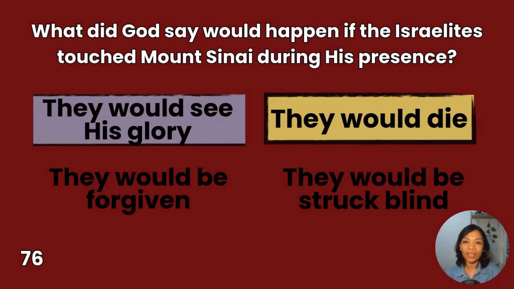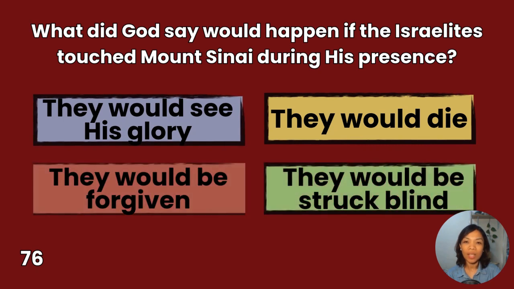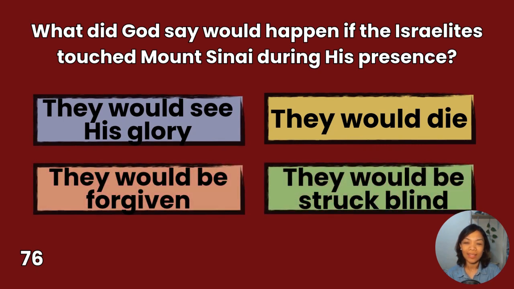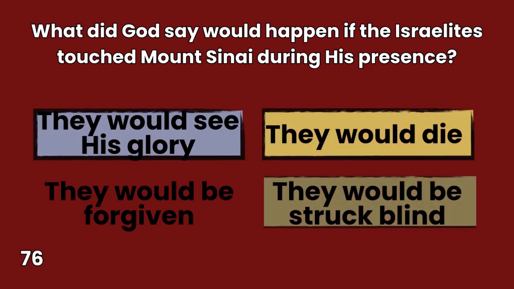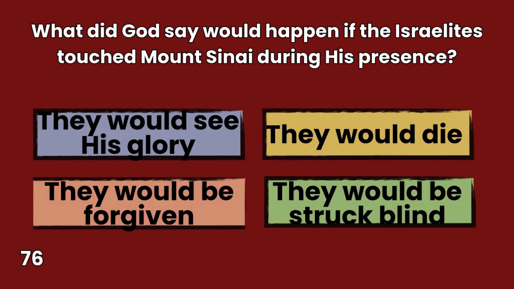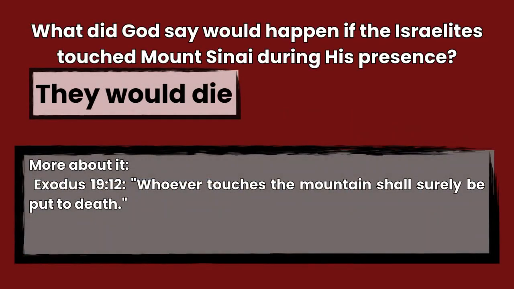76. What did God say would happen if the Israelites touched Mount Sinai during his presence? They would see his glory, they would be forgiven, they would die, they would be struck blind. You have 10 seconds to answer. The answer is they would die, Exodus 19:12. Whoever touches the mountain shall surely be put to death.